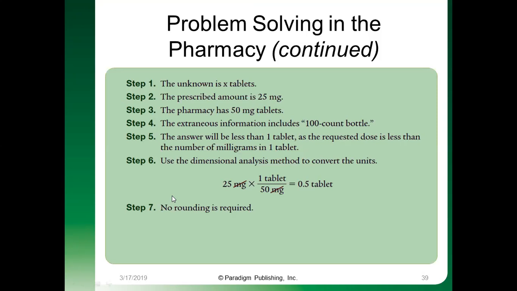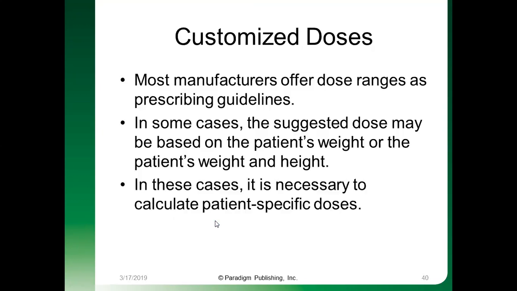So let's use dimensional analysis to convert the units. Remember, in dimensional analysis, you want to cancel your units. So if you have 25 milligrams, in our next set of problems, we have to have milligrams as the denominator. So 1 tablet is equal to 50 milligrams. That way our milligrams cancel. So 25 times 1 divided by 50 gives us 0.5 tablets. And that's our answer, so there's no need for rounding. Okay?